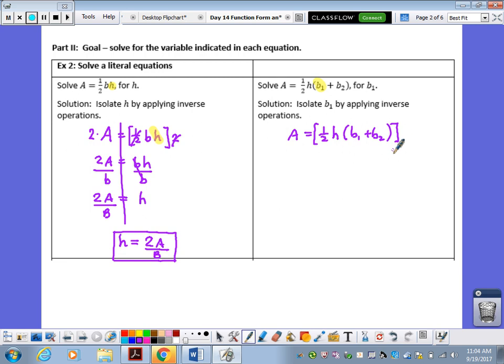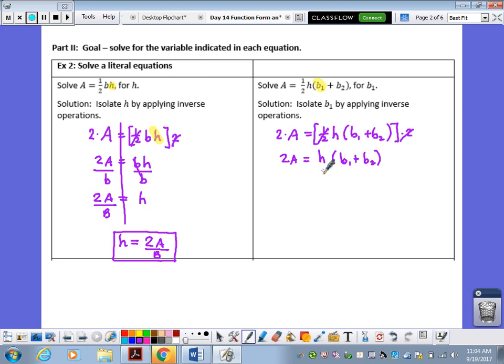So as I did before, 1/2 is being multiplied by h, so I'm going to multiply by its reciprocal. What I do on the right, I'm going to do on the left. So I've got 2a equals, 1/2 cancels, leaves me with h on the outside of b sub 1 plus b sub 2.